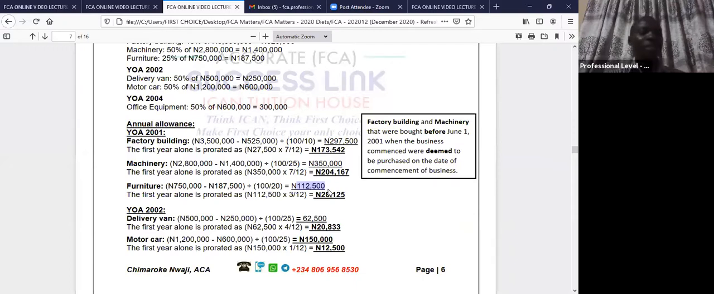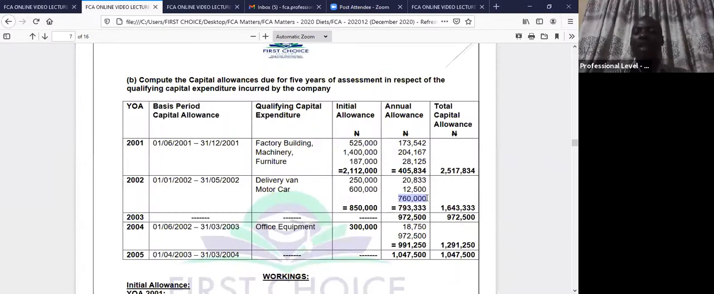112,500. That gives you the 760 that we are talking about. So this is old assets. Assets bought in 2001. Their annual allowance is 760. So when you add 760 to these other two new annual allowance you brought for this year, you have 793,333. Add it to this initial allowance, you're having a capital allowance of 1,643,333. And that's fine. We'll go to year 3, which is 2003, and we have no basis period.